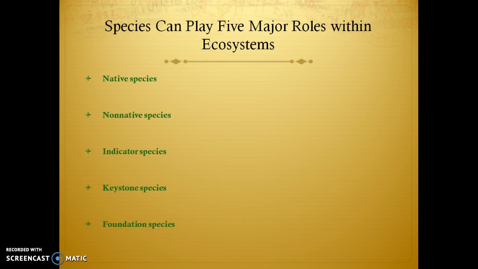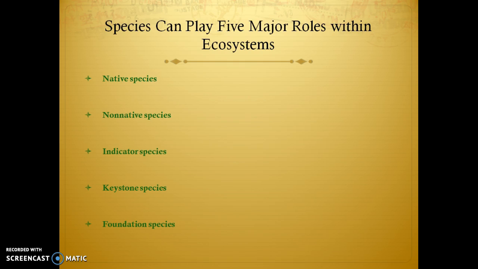All right, this is our last short video about ecosystems. We're going to talk quickly about the 5 different roles that species can play within their ecosystem when they are playing a vital and important role. So we have these 5 roles: native species, non-native species, indicator species, keystone species, and foundational species. So we'll talk about those.